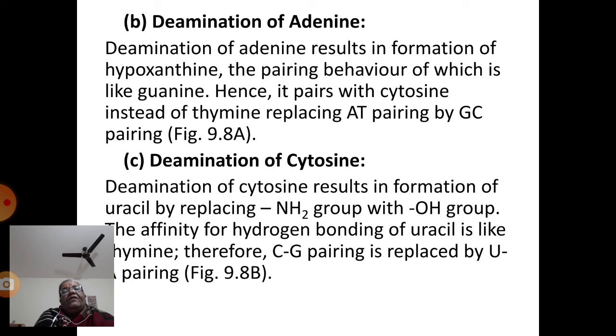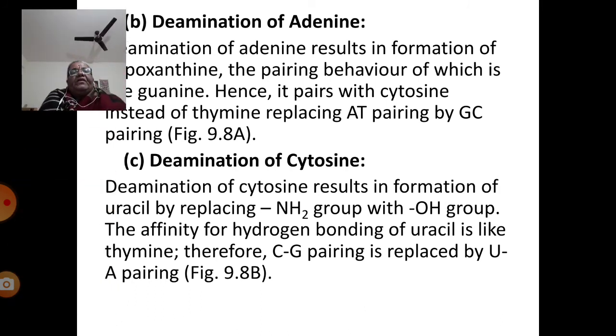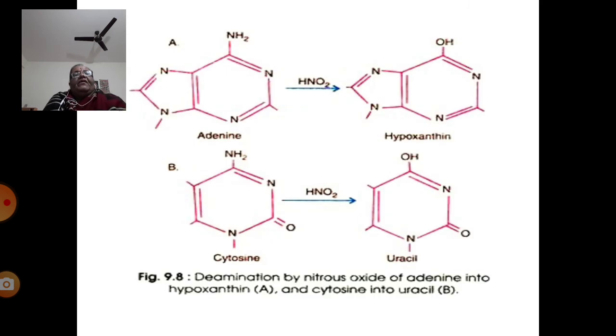Okay. Then deamination of cytosine. Deamination of cytosine results in the formation of uracil by replacing the amino group with a hydroxyl group. The affinity of hydrogen bonding of uracil is like thymine. Therefore, CG pairing is replaced by UA pairing. Okay. Then, here you can see deamination by nitrous acid of adenine into hypoxanthine as depicted in diagram A, and cytosine into uracil as depicted in diagram B.